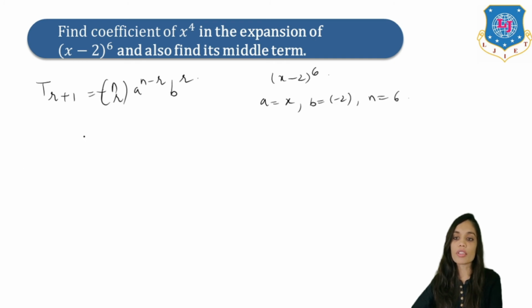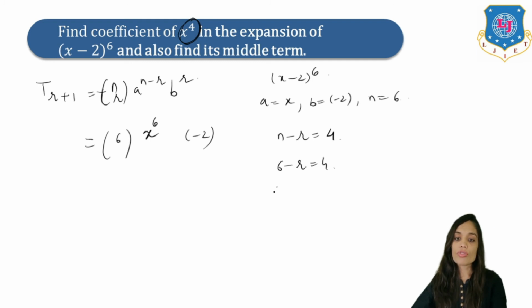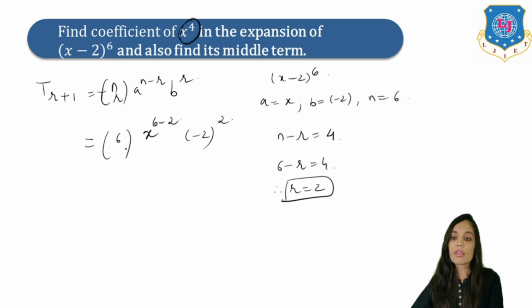So let us start putting the values of n, a and b. So 6, value of a is x raised to 6 and b is what? Minus 2. Now our question is what will be r? Now we want to find the coefficient of x raised to 4, right? That is, n − r is equal to 4, and our value of n is 6. So 6 − r is 4, so the value of r will be 2.